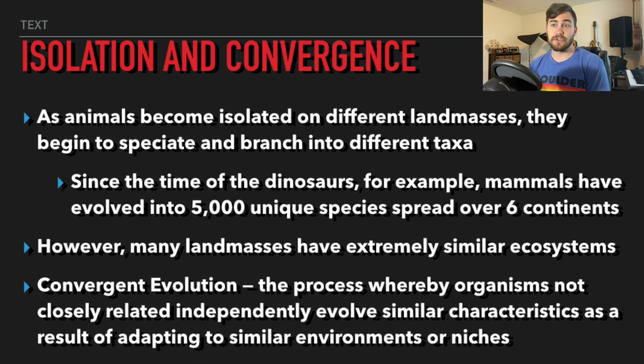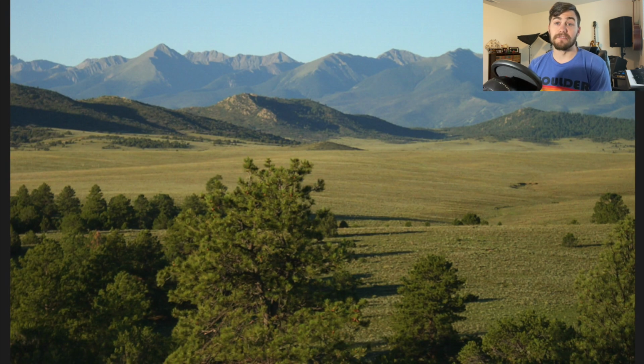And convergent evolution is the process where organisms that are not closely related to each other independently evolve similar characteristics as a result of having to adapt to similar environments or niches. Because remember, it's natural selection, right? Nature selects these traits. The traits show up incrementally, randomly through mutations. But it's the ability of that trait to be successful in nature that determines whether or not it will get passed on.